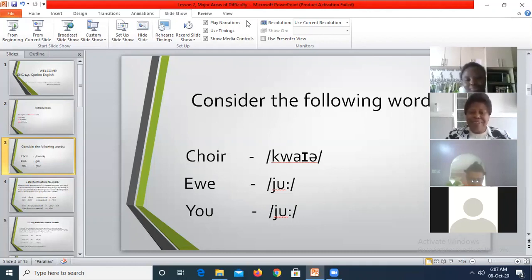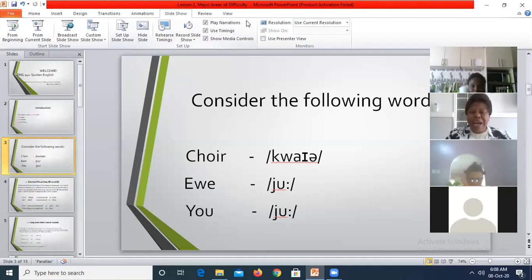Now look at another word, E-W-E. This word is pronounced as you. Say it with me. You. Good. That pronunciation is far away from the spelling of that word. E-W-E means the female sheep. The pronunciation is you. And this pronunciation is exactly the same as another word spelled as Y-O-U. You.